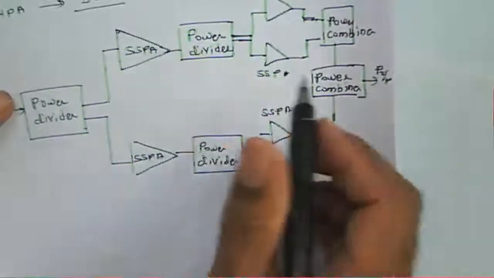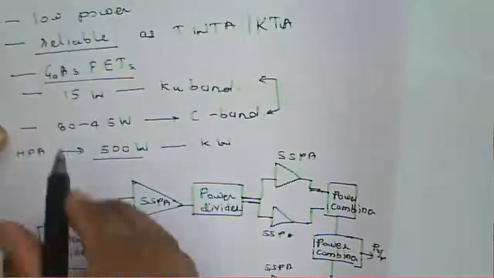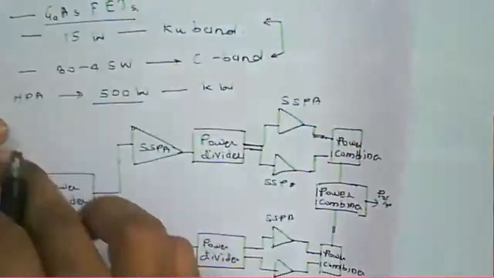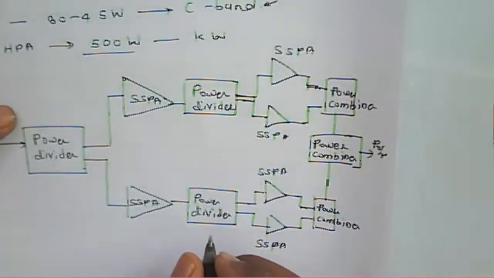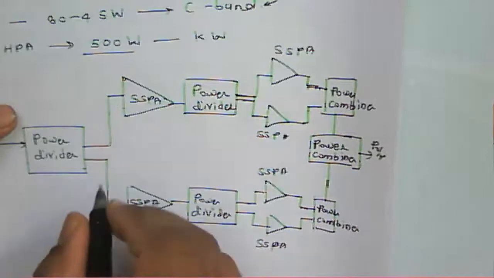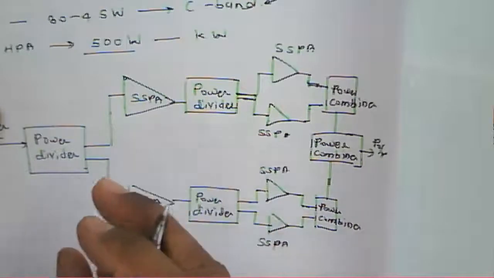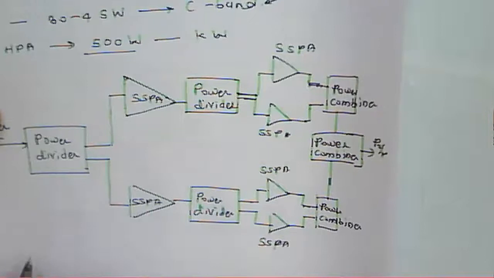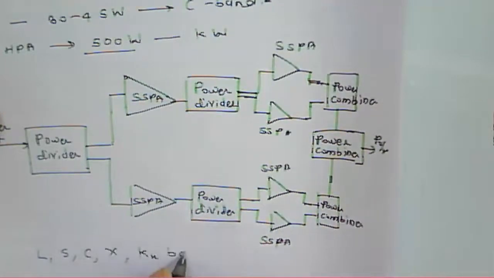So this way we can use a solid state power amplifier. We are not going into detail about how the gallium arsenide FET is used and how it works. Just say that this solid state power amplifier is used for amplification purposes. There are various solid state power amplifiers that can be useful for different bands. Those bands can be L band, S band, C band, X band, or Ku band there.